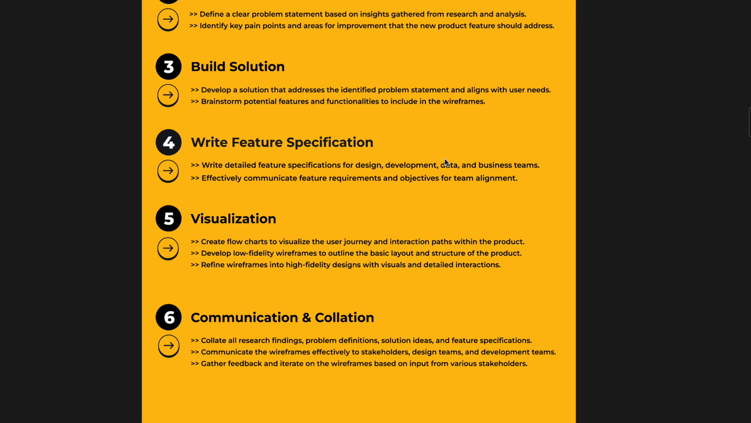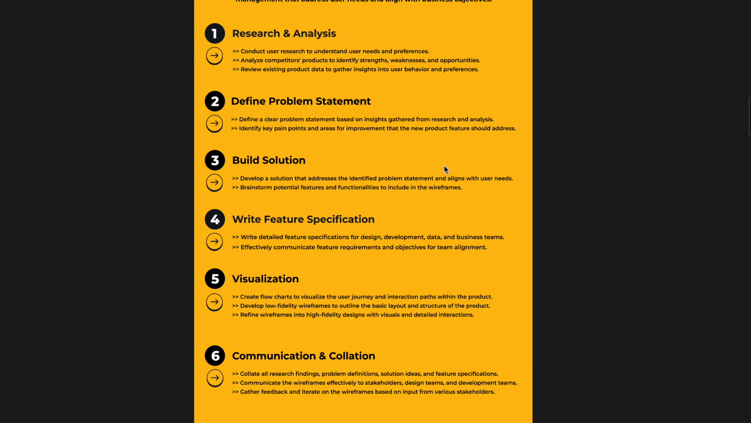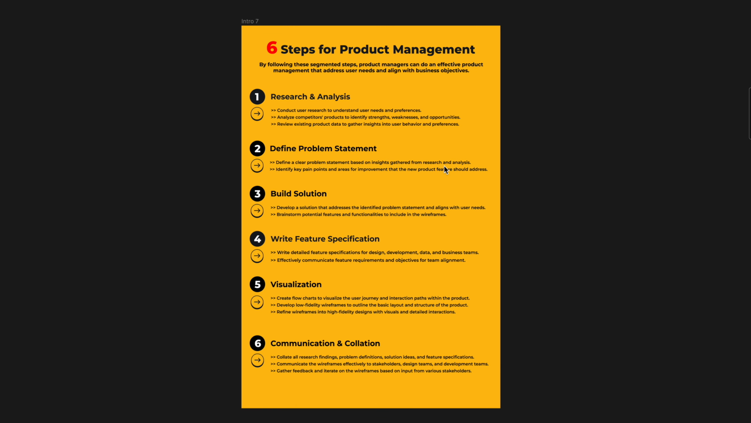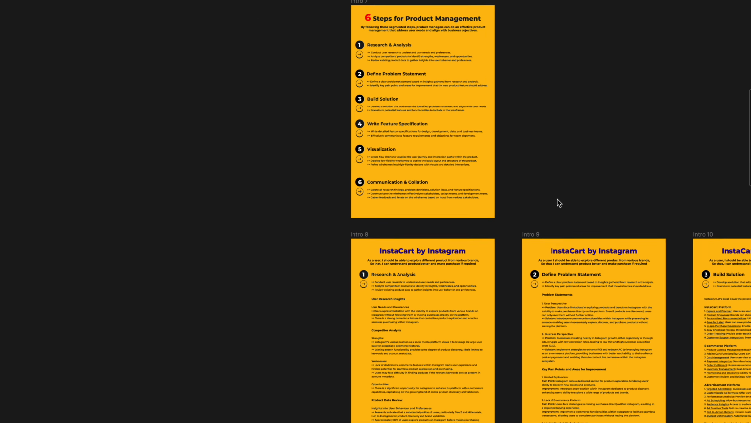So this is how a 6-step process would look for a product manager while they are managing a product feature development. First is research and analysis, second is defining a problem statement, third is building a solution, fourth is writing a feature specification documentation, fifth is visualization of your wireframes or high fidelity design, and sixth will be the communication and the collation of everything which you have discussed, which you have thought of about your product. Okay, so this is one part.